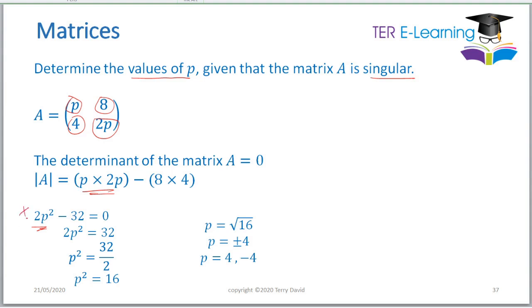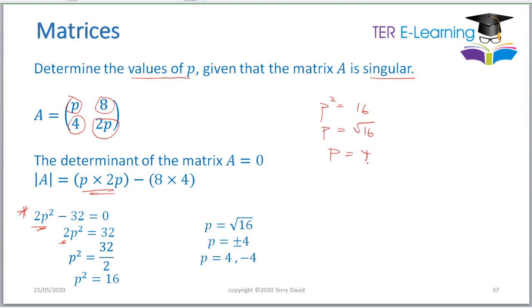So therefore 2P squared minus 32 is equal to 0. And what you're doing here now is trying to solve this equation. The first thing we need to do is to move the 32 to the right hand side. Your next step is to divide by 2 to get rid of this 2 here. So 32 divided by 2 gives me 16. So what we end up with is P squared equal to 16. Now here's what some students do. They get P squared equal to 16, and then they say P is equal to the square root of 16, so P is equal to 4.